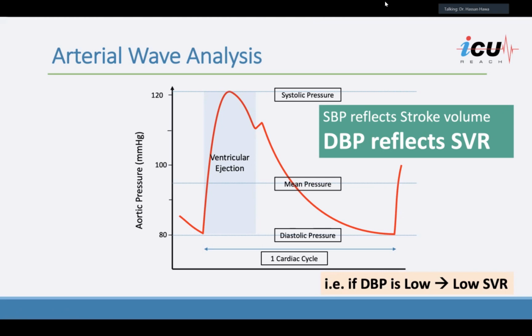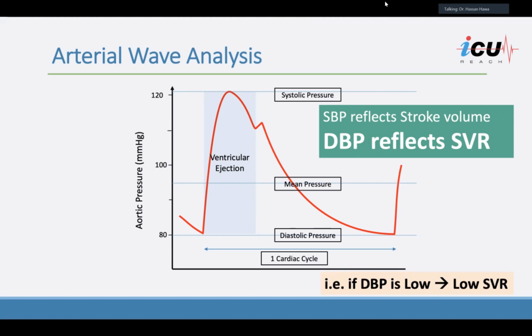Then this part of the waveform, the runoff wave, if you like, represents the systemic vascular resistance, and here you get to the diastolic blood pressure. It's really important to remember that systolic blood pressure usually reflects the stroke volume, whilst the diastolic blood pressure reflects the systemic vascular resistance. And take it as a principle, if you like, in your practice.